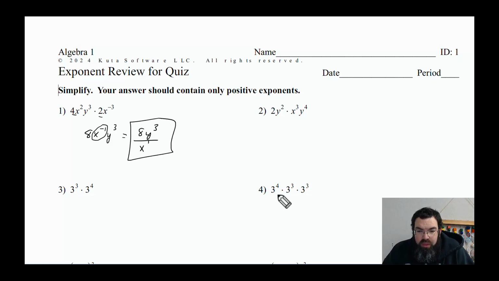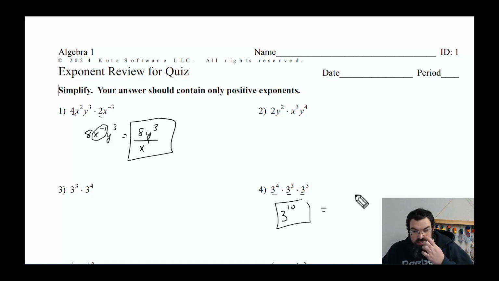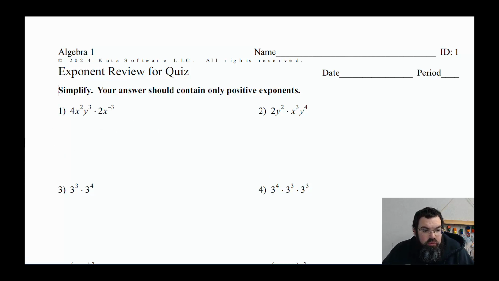Number 4, you notice the bases are the same, 3, 3, and 3, so my answer is going to be 3 to the 4 plus 3 plus 3, so that's 10. I would leave it like this. I don't think you need to multiply that out. I don't even know what it is. That's a really, really big number. So we're good there. All right, let's keep moving.